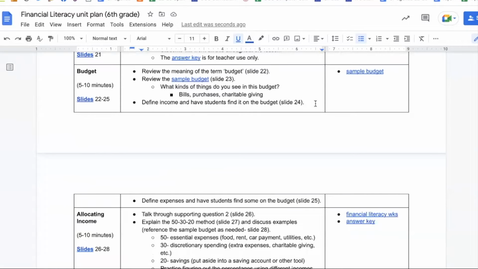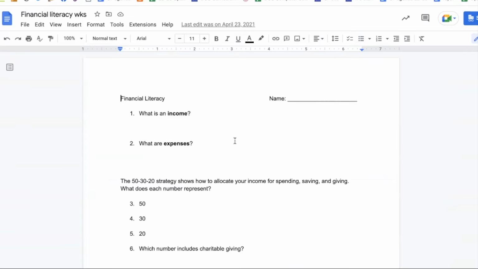Then we're going to want to define income and have students find it on the budget, and define expenses and again have them find it on the budget. The first 2 questions on the financial literacy worksheet would be a good place for students to write down the definition of each of those.